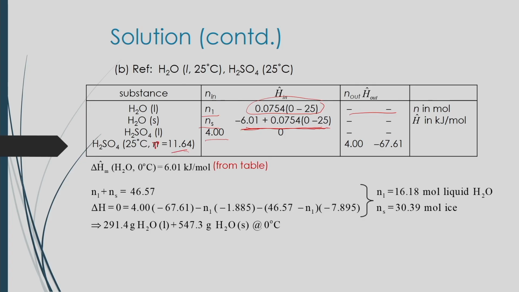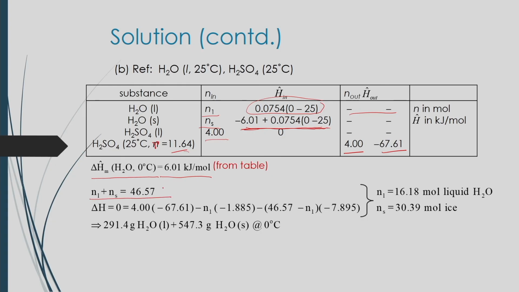11.64. At this ratio, the total output of this sulfuric acid is 4 moles, and the enthalpy change at the outlet condition will be equal to minus 67.61. So, again you know that from the table of enthalpy of solution you can get the specific heat of solution for that amount of solution, which is coming as 6.01 kilojoule per mole. Then the total amount of liquid and solid will come from a material balance.